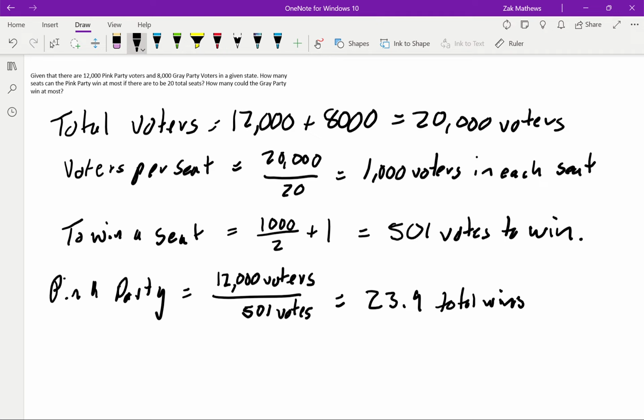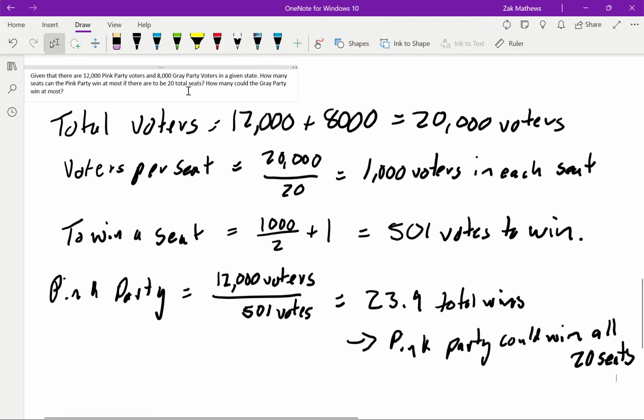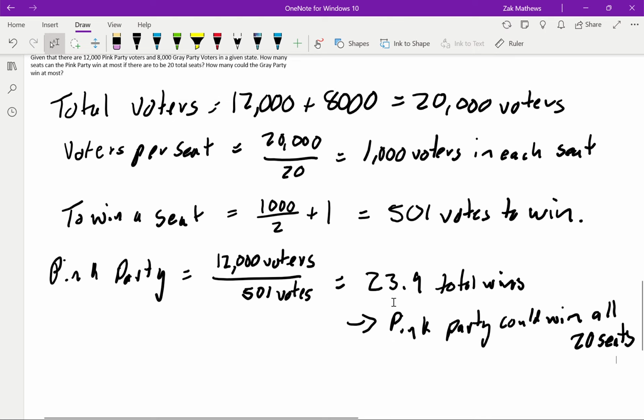Well, of course, we can't have more wins than the number of seats. So what this is telling us is that the pink party could win all 20 seats. They had so many more voters than the gray party that if they were to spread themselves out in the right way, they could win all 20 seats. They can't win the 23.9 because there's just not that many seats, but they could win 20 seats.